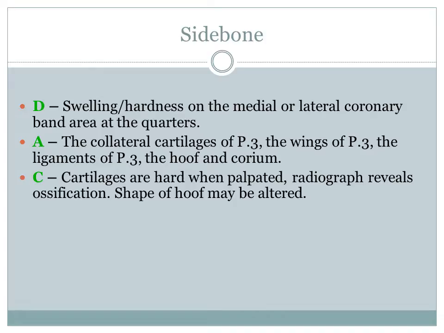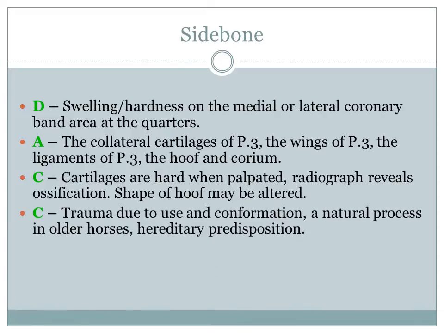Clinical signs would be that the cartilage is hard when palpated, radiographs reveal ossification, and the shape of the hoof may be altered, and you may have a change in the wear pattern on the shoe from what would have previously been the norm. So causes could be trauma, and trauma you could divide into either a single event trauma or an insidious, long-term trauma that has caused a slow but gradual change from cartilage to bone.